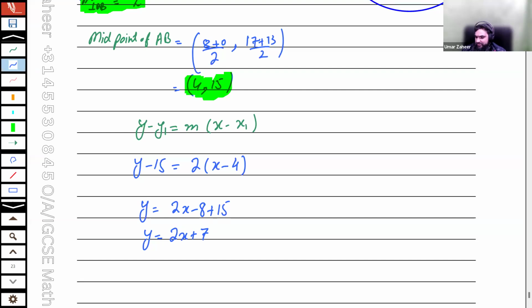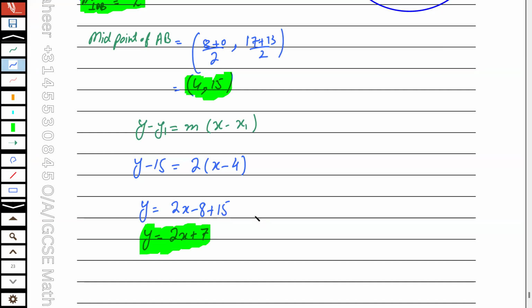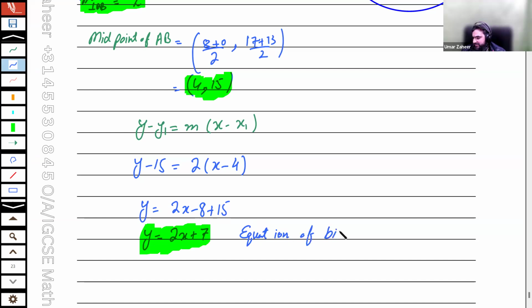Yes, sir. Good. It is clear. Yes, sir. What is it? It is the equation of the bisector.